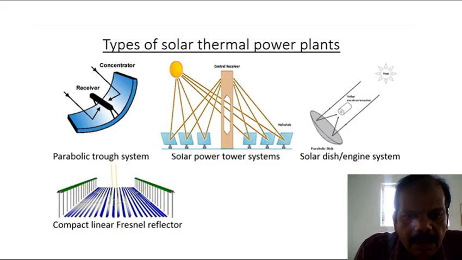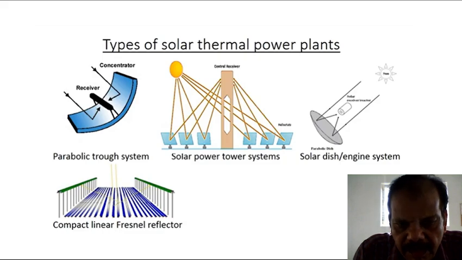The collected heat will be transferred into the other mechanical form. Then we have the compact linear Fresnel reflectors, which are small pieces of linear flat plate collectors arranged in such a way that they concentrate the reflected radiation onto one single axis, right? So that is called the compact linear Fresnel reflector. All these reflector systems are named according to their profiles.